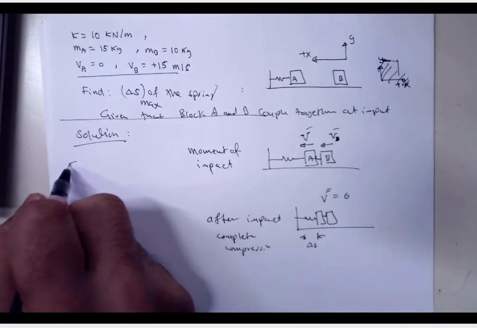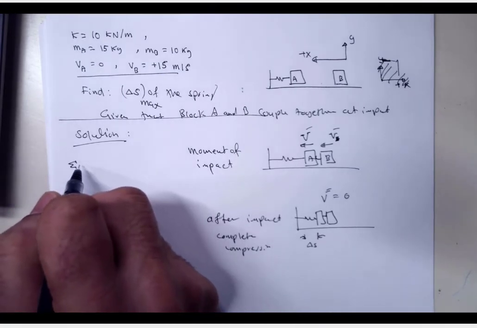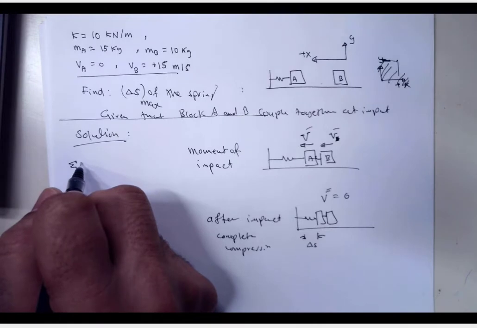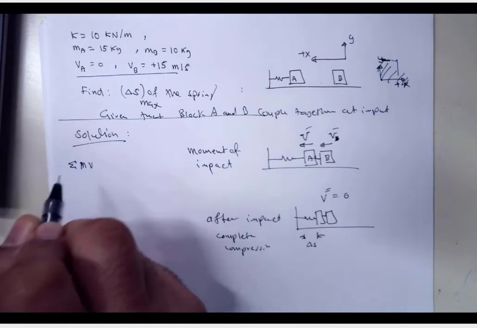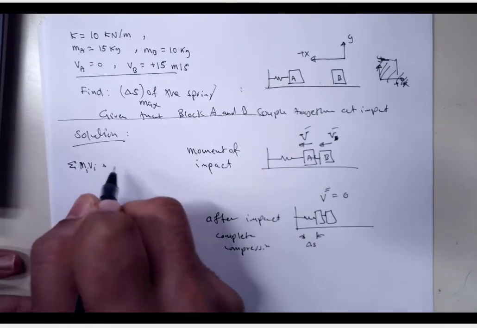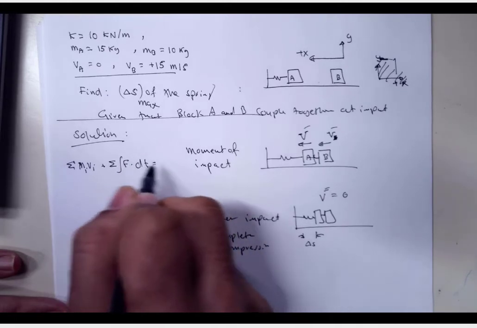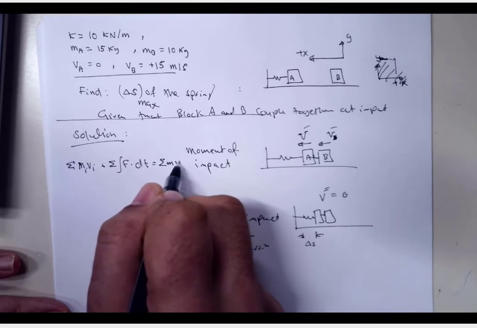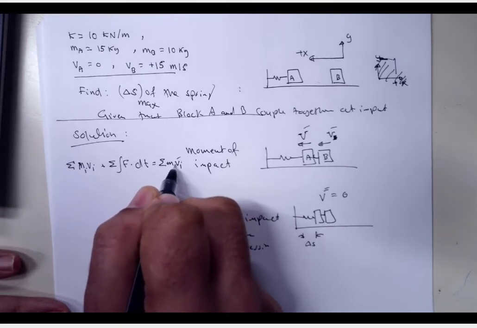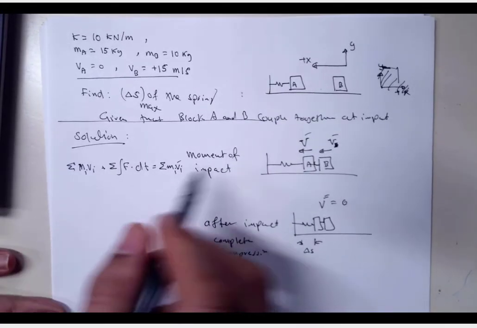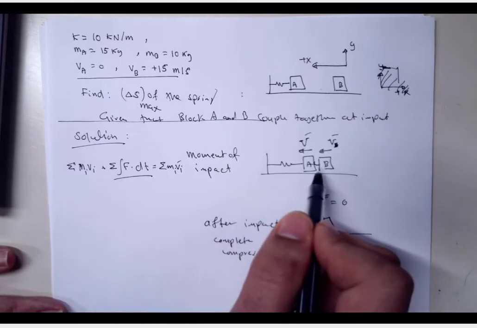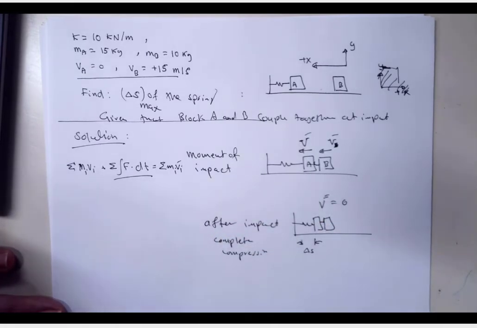We have two particles, so the summation of linear momenta, m v, initial, plus the summation of all external forces dt, equal to the summation of all linear momenta after. One thing about this system is that there are no external forces applied onto the system during the impact. Therefore, this all becomes 0 and the problem becomes conservative. So the linear momentum is conserved.